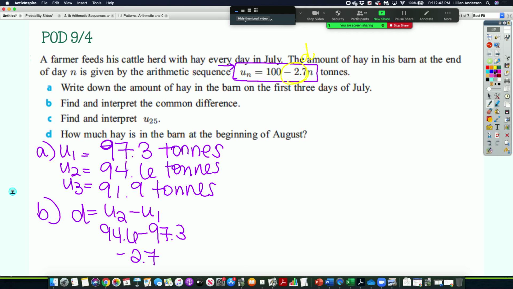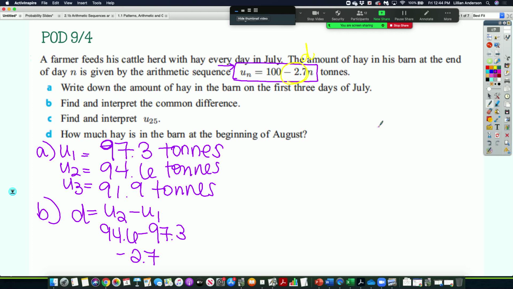Now, interpret the common difference. This is applications and interpretations. At times you will be asked to interpret what that respective number means, which means you have to say, in context of the problem, what does that mean? Does anybody have an idea of what that negative 2.7 means in context of the problem? Like relating it back to the problem?